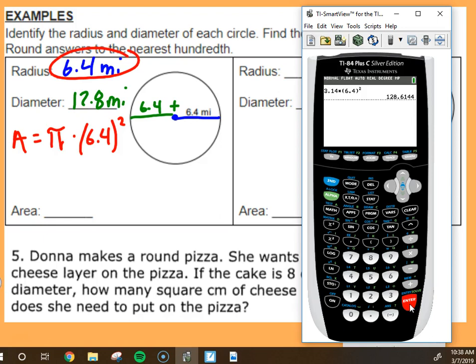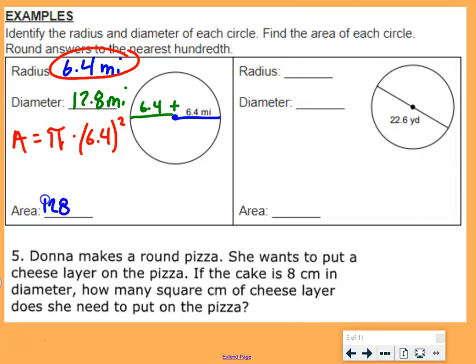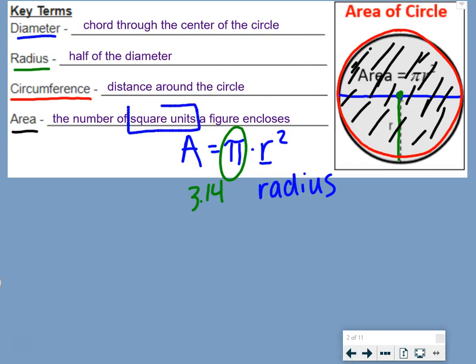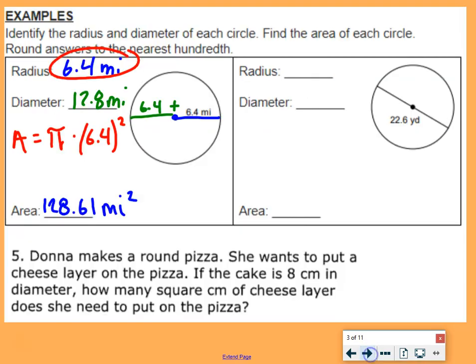128.6144. But we're rounding it to the hundredths. So we just want two numbers after the decimal point. So we would say 128.61. And then we do need dimensions. Dimensions are miles, and it's going to be miles squared. Because if you remember our definition of area, it's the number of square units. So that means feet squared, inches squared, miles squared. Anything to the power of 2, because we're taking our radius to the power of 2, which is squaring that dimension. So that would be the area of our circle.